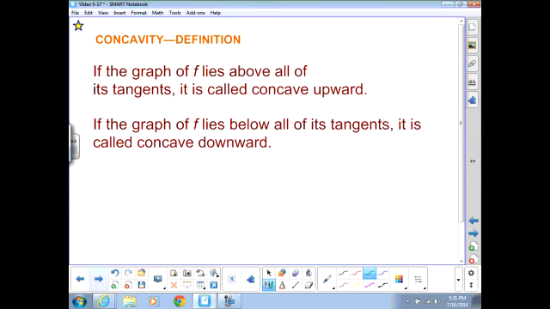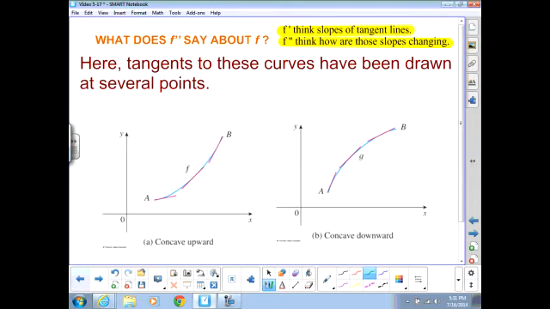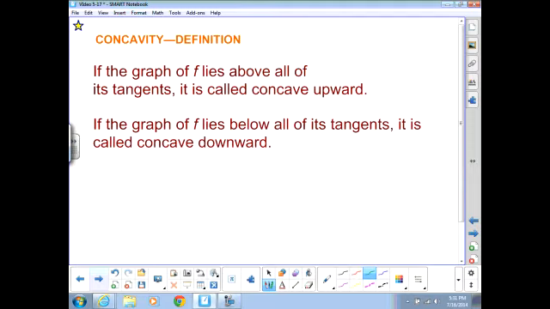So here's your formal definition. If the graph of f lies above all of its tangents, it is called concave upward. So if we look back here at these tangent lines, notice on the left, every one of those tangent lines, the graph is above the tangent lines. And on the right, notice in the concave down, the graph is below the tangent lines, and that's what we'll see for its definition. So the second one there, if the graph of f lies below all of its tangents, it is called concave downward.